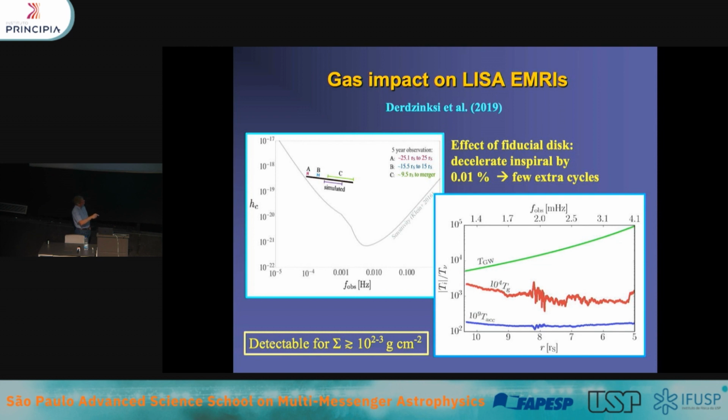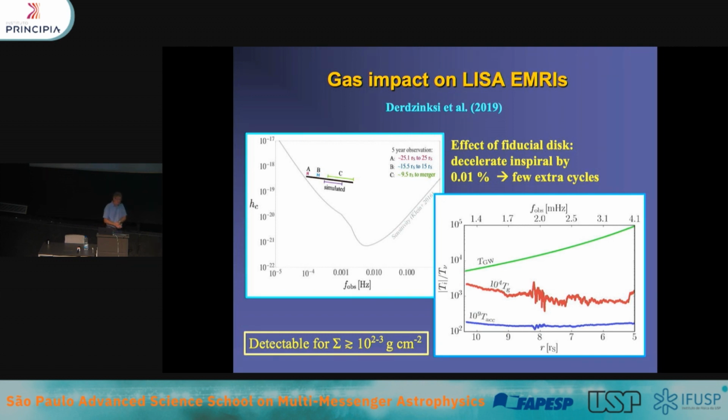These gas torques are comparable over here to the gravitational wave torques, maybe a factor of 2 lower, times 10⁴. So this is a 10⁻⁴ effect, and here it goes to a 10⁻⁵ effect. So it's a distortion of the waveforms at the level of 10⁻⁴, 10⁻⁵. But you have several times 10⁵ cycles. And that means that you can actually detect this effect. You basically have a slightly accelerated inspiral by 0.01%, which means you have a few additional cycles in the LISA band. Instead of 300,000, you have 300,006 cycles, and that can actually be detected.